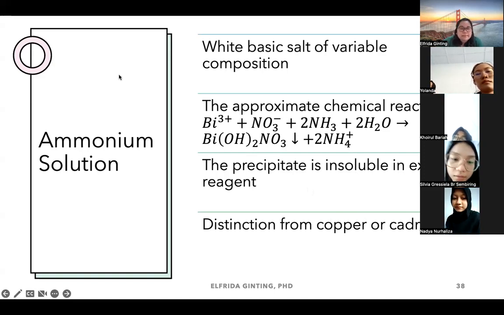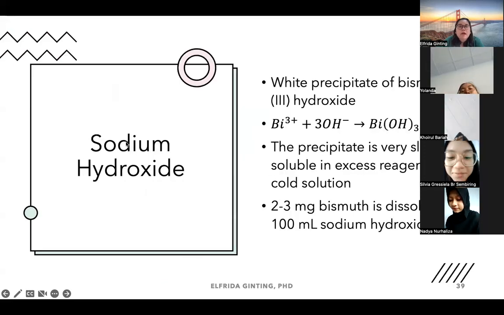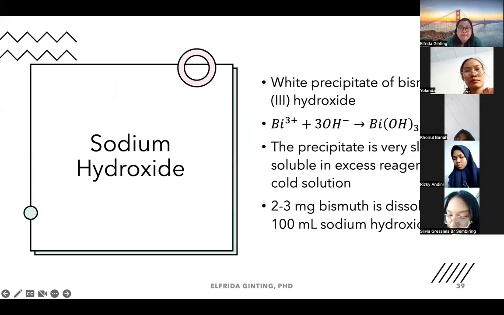Okay, finish this. Now, if we have sodium hydroxide, right? If we react it with bismuth, it will form bismuth hydroxide. And you can see here, it is a precipitate, slightly soluble in excess reagent in cold solution. So this is the reaction.